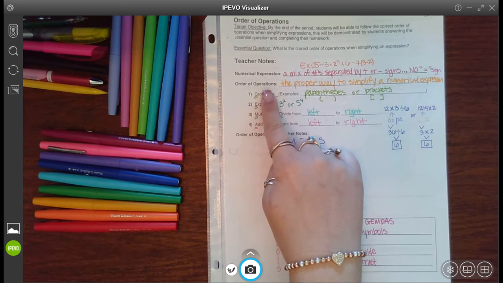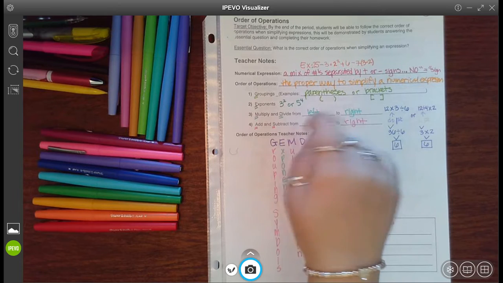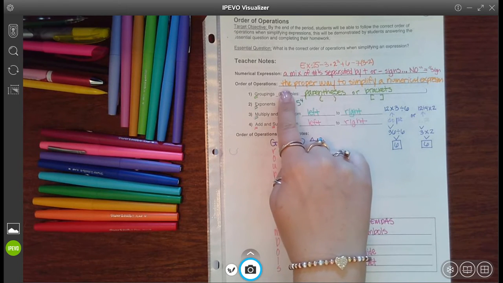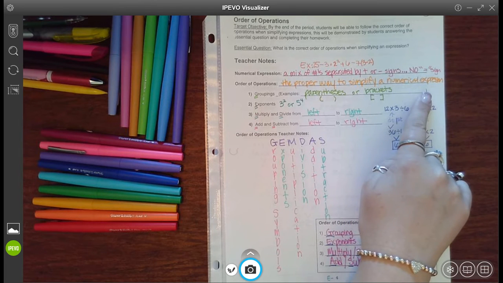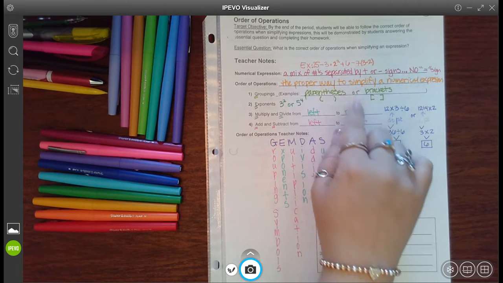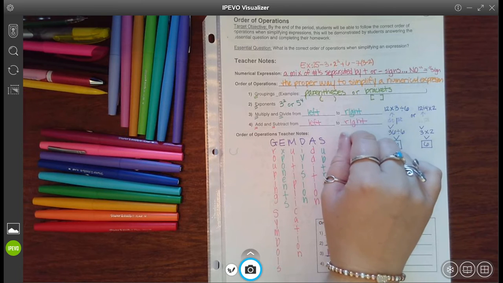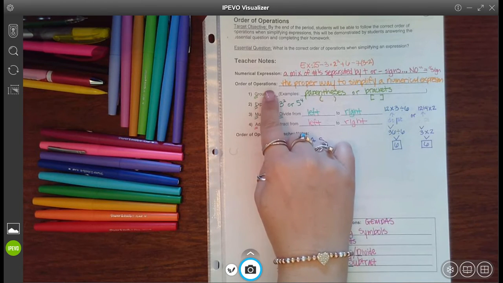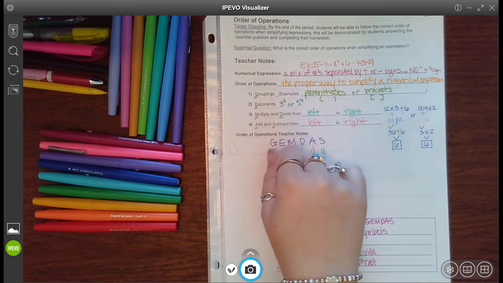The order of operations, sometimes referred to as GEMDAS or PEMDAS, is the proper way to simplify a numerical expression. Okay, and when we say simplify, we get all these numbers simplified down to a singular number. And we do that by following the order of operations. If you need to copy some of this down, feel free to pause the video, get it, and then unpause it, okay, in case it goes too fast.